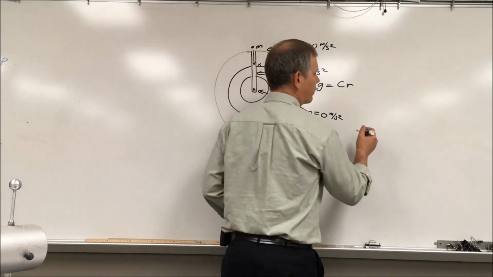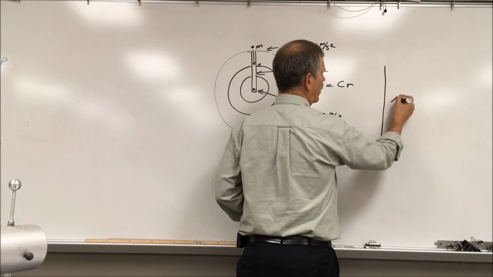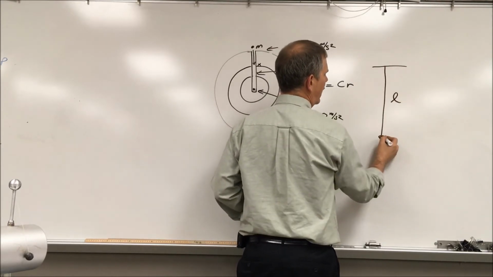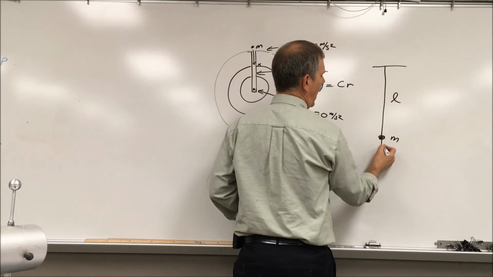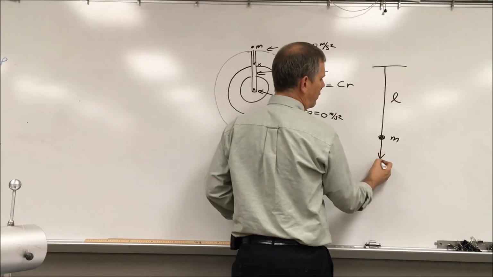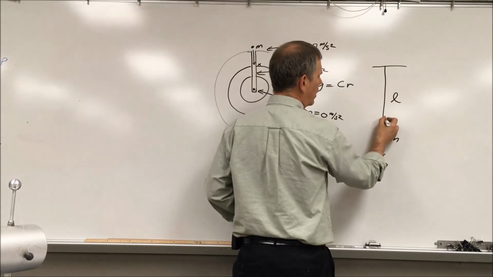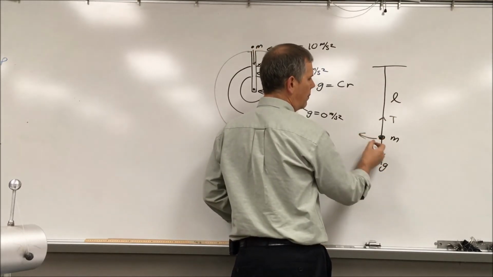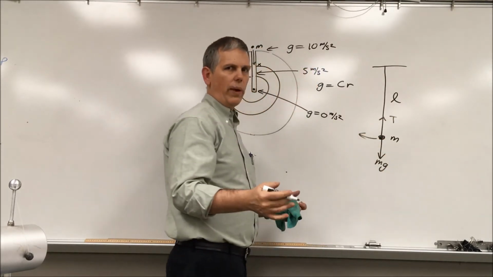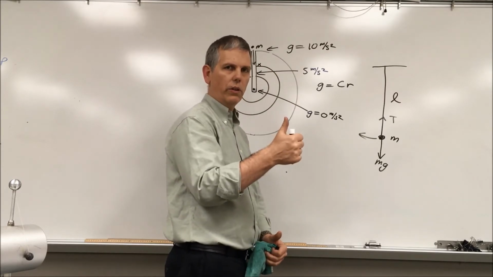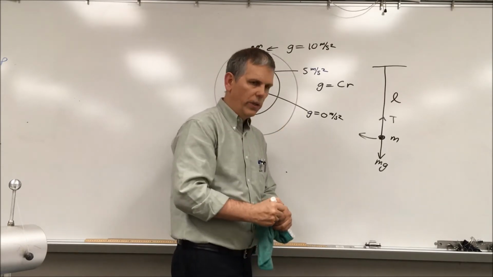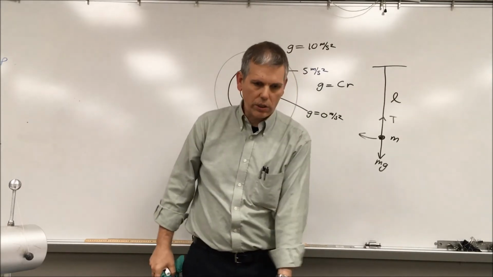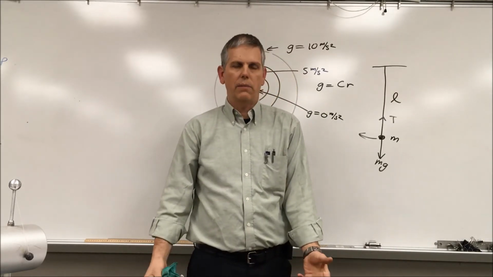Think about a pendulum. Let's call this L, it's attached to the ceiling, and here's your mass, M. At this point in its swing, at the very bottom, it would have mg down, it would have T up. Let's say it's going this direction. But at this point, there are no x forces. All the forces are vertical, but it keeps moving. No one has ever seen a pendulum do this and stop at the bottom. That doesn't make any sense.